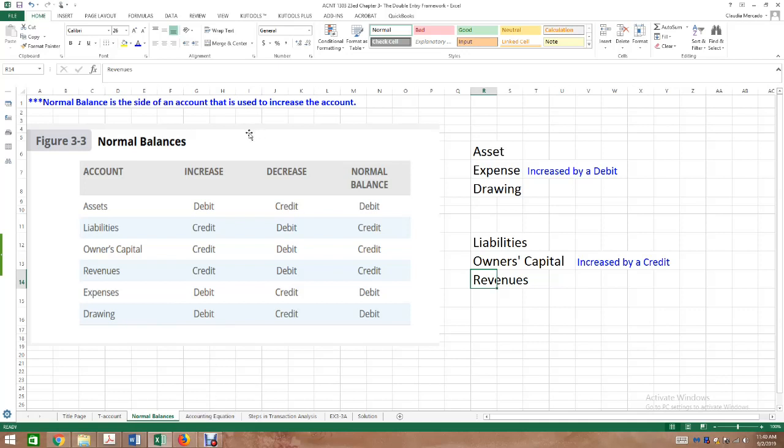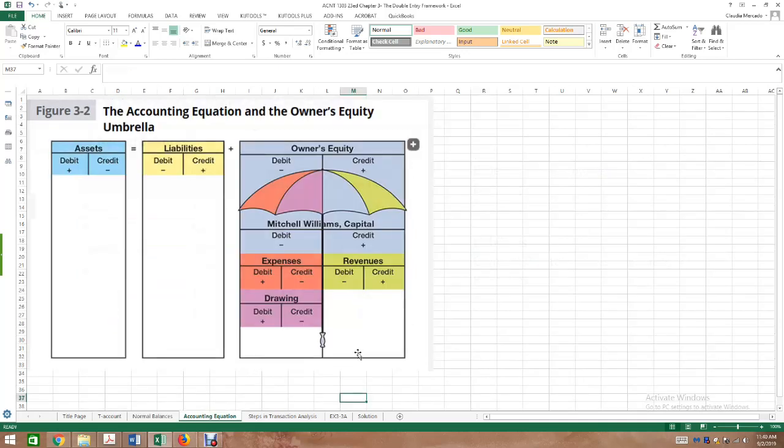Once you have this information down, you know it by heart, we can apply that to the accounting equation and the owner's equity umbrella. This is kind of like the expanded accounting equation. It gives it to you in a diagram form or a picture form in case you're a visual learner and you want to see what's going on here. I love this diagram because it tells you exactly what you need to do.